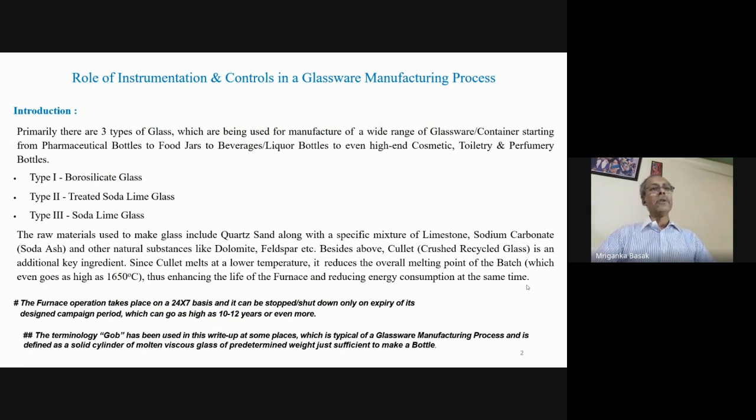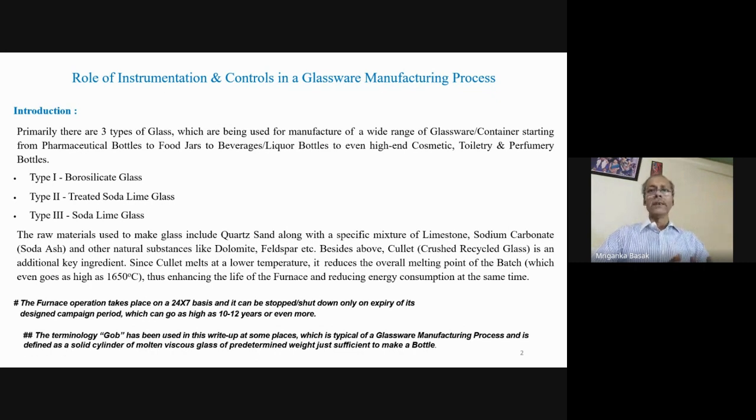Now, if I come to the raw materials used for making glass, they include silica sand or quartz sand, along with a mixture of limestone, sodium carbonate, soda ash, and other natural substances like dolomite, feldspar, etc. In addition to this, boron or boric acid is used specifically for type 1 glass, that is borosilicate glass.